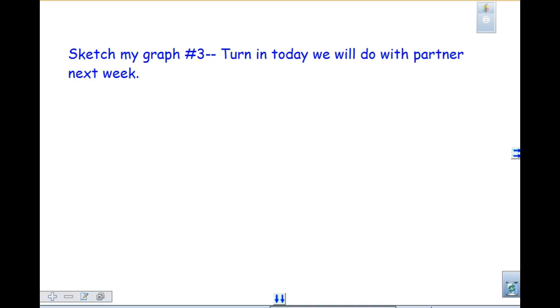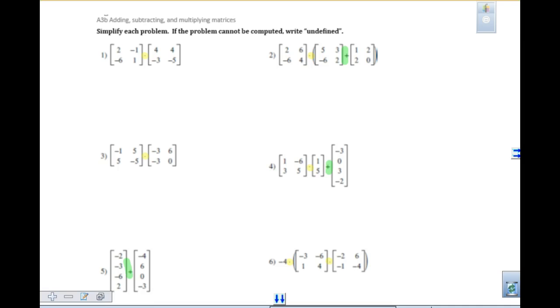If you didn't get this number 3 done from earlier, the what's my graph, I need it from you. I'm going to put that in as a grade like you completed it. Those of you that didn't do it, it's really hard for you to do it with a partner, right? If you haven't done your part, I can't really have you do that when you come into class.